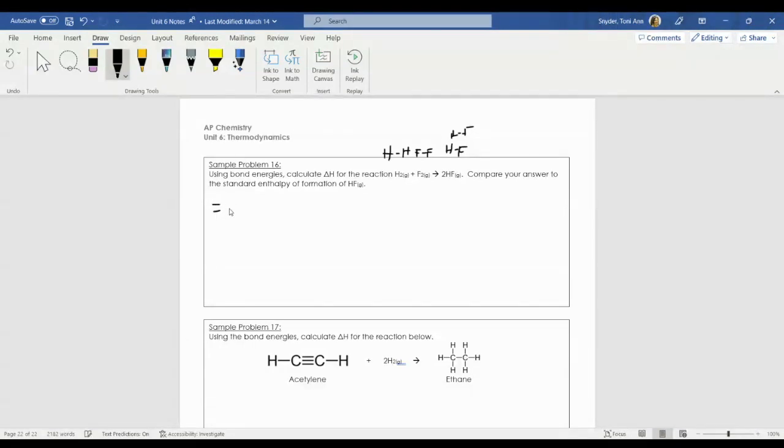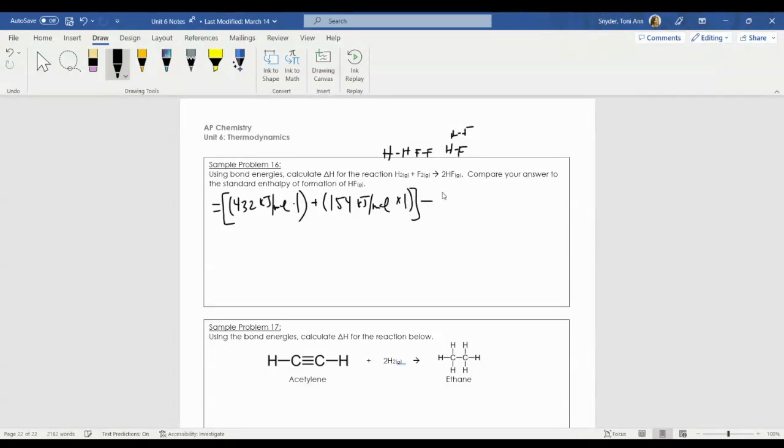So let's set up something like this. Let's do bonds broken minus bonds formed. In this case, my bonds that are broken, I have an HH bond. These bonds are 432 kilojoules per mole. And there's one of them. I'm going to add that to my fluorine. So the bond energy of a fluorine-fluorine bond is 154 kilojoules per mole. And again, I'm going to times that by 1 because there's only one of them.